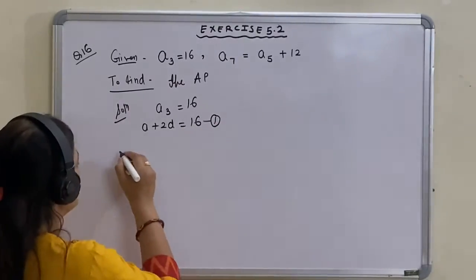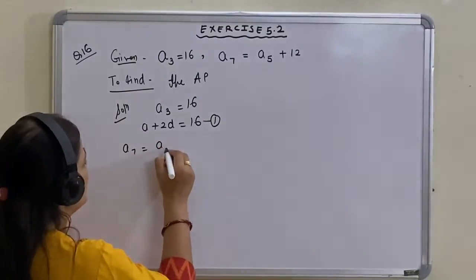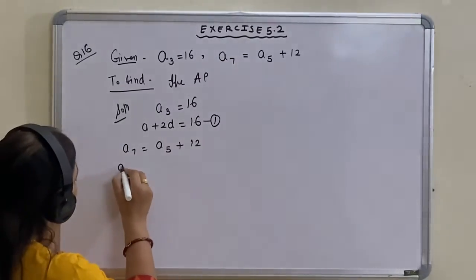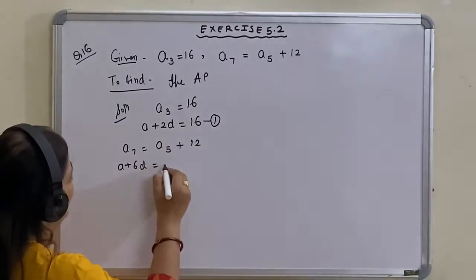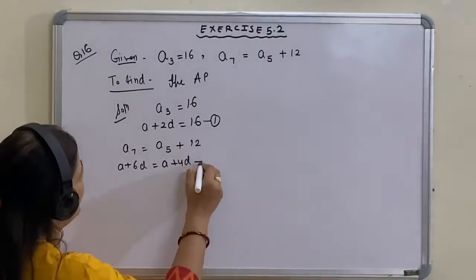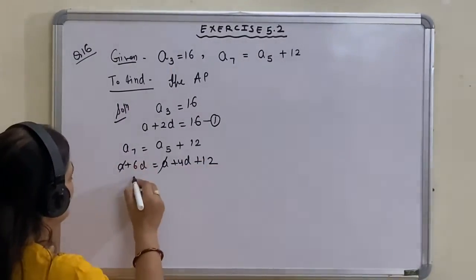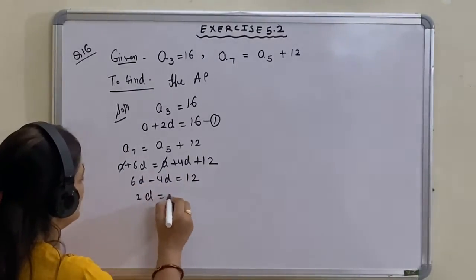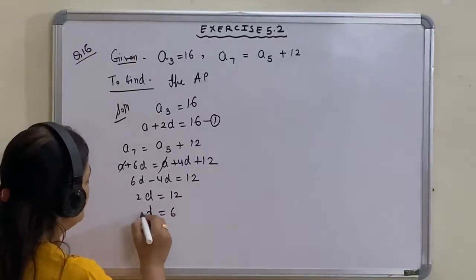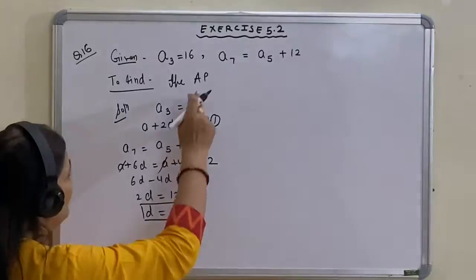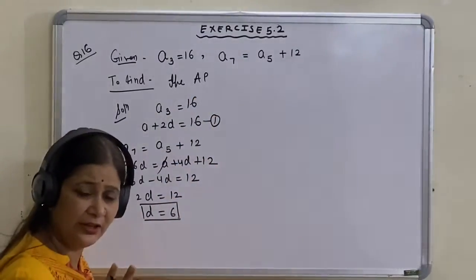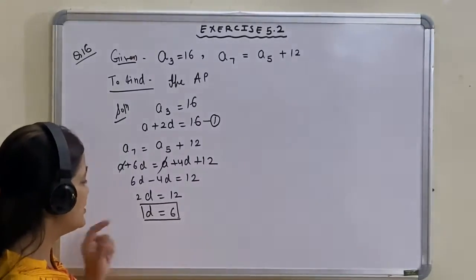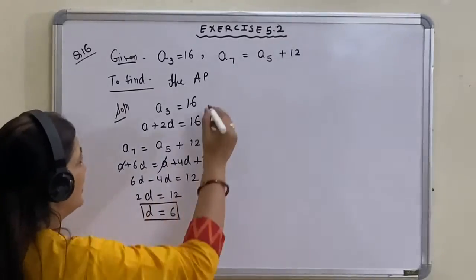एक इक्वेशन हमारे पास यहाँ से आ गई and the second will be A7 is equal to A5 plus 12. A7 के प्लेस पे हम क्या लिख सकते हैं? A plus 6D और A5 के प्लेस पर A plus 4D plus 12. A से A कैंसिल हो गया and 6D minus 4D is equal to 12 and 2D is equal to 12 and D is equal to 6. AP फाइंड करने के लिए हमें फर्स्ट टर्म चाहिए रहती है और कॉमन डिफरेंस चाहिए रहता है. D की वैल्यू 6 आ चुकी है तो D की वैल्यू 6 हम इक्वेशन नंबर 1 में रख देंगे.